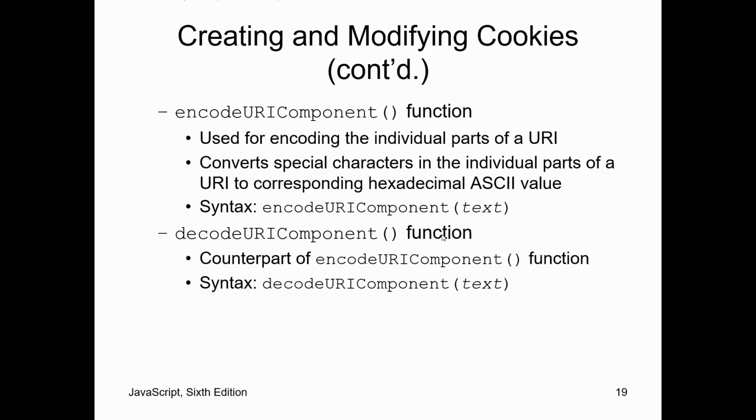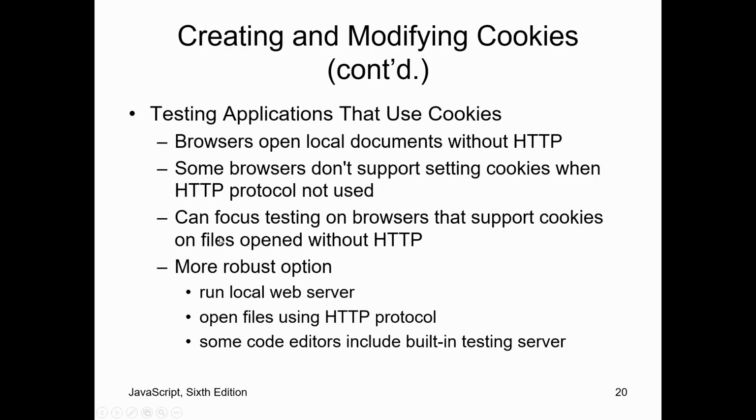Now, encodeURIComponent. You may or may not remember, but a long time ago, I told you that a URL, what you type in to the address bar, that's a Uniform Resource Locator, is a type of URI, or a Uniform Resource Identifier. So encodeURIComponent is used for encoding the individual parts of a URI. It does the conversion for you, and then that sends it out. On the other end, it then decodes it.